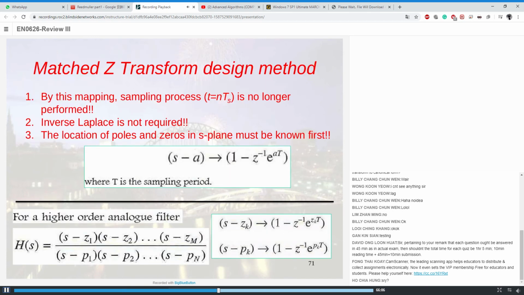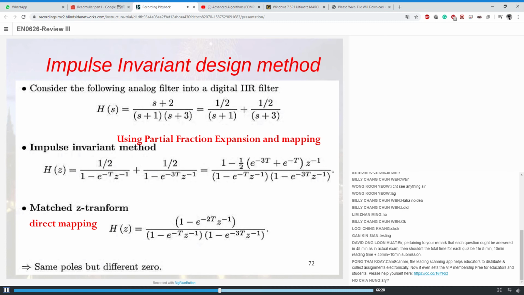For NZT, basically it's solely this formula. Those formulas may not be given, but going online you can probably search for yourself. Anyway, it's just a direct substitution. Regardless of the poles or zeros in the analog transfer function in S, you just substitute accordingly based on this formula. Then you can further process it mathematically to form your transfer function.